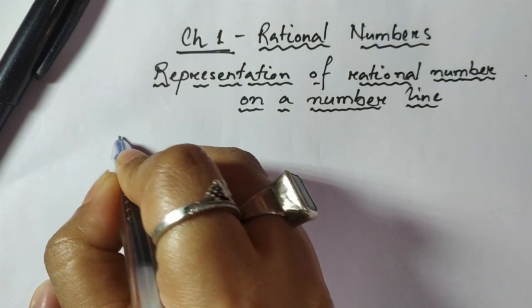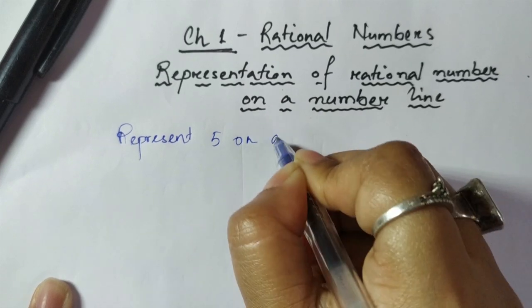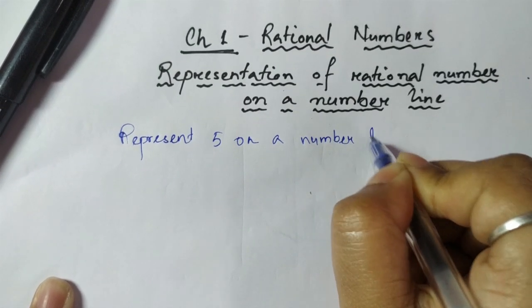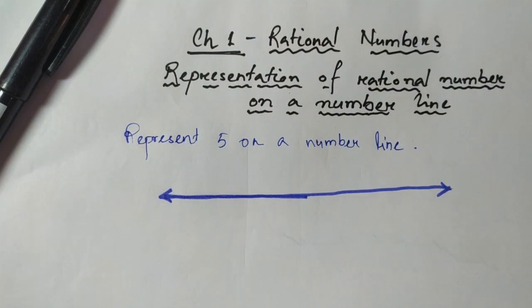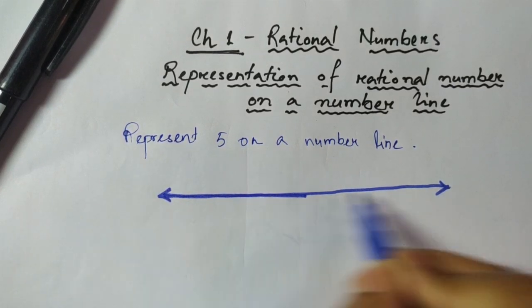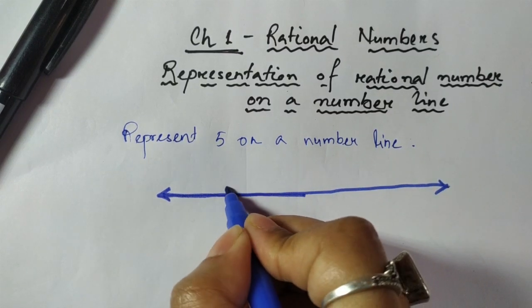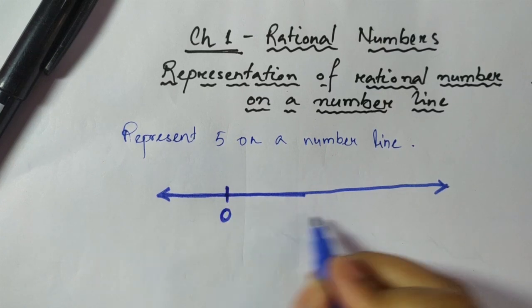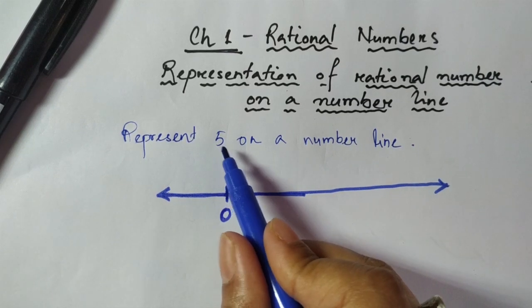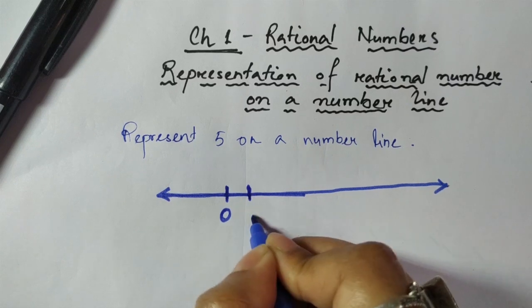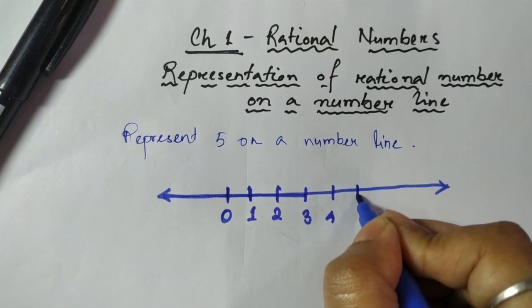For example, if I have to represent the number 5 on a number line, how do we do this? Let's see now. I'm sorry for the line, it's not straight. So this is a line. Here I have to represent number 5 on the number line. Whenever you have positive numbers, they are always on the right hand side, and negative numbers are on the left hand side. So let me mark 5. This is 1, this is 2, this is 3, this is 4, and this is 5.